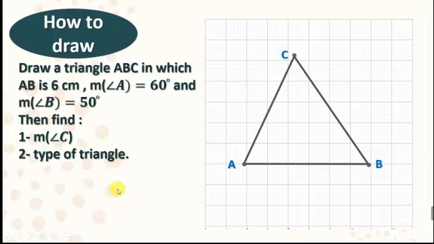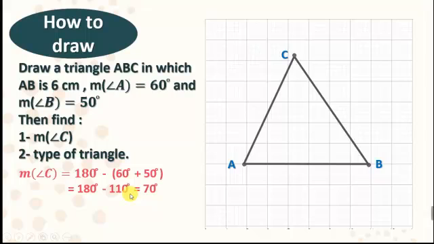Now we want to find the measure of angle C. What will I do? I will use calculation to find the third angle. First, 60 plus 50 equals 110, and then 180 minus 110 is 70 degrees. So the measure of angle C is 70 degrees.